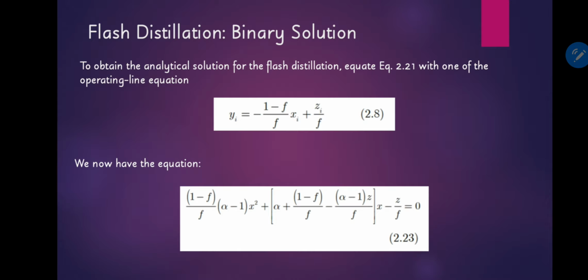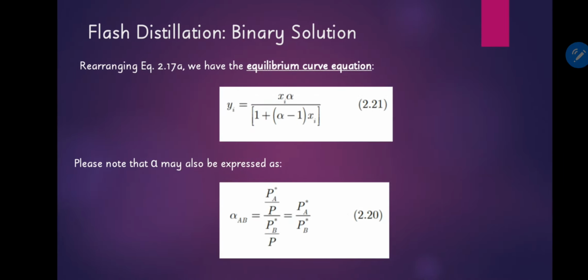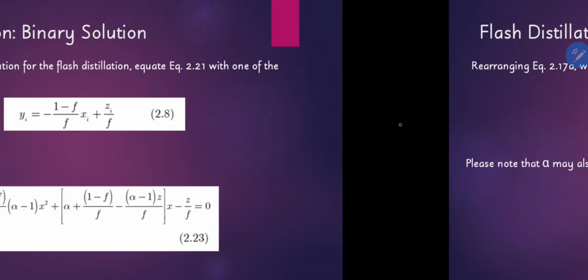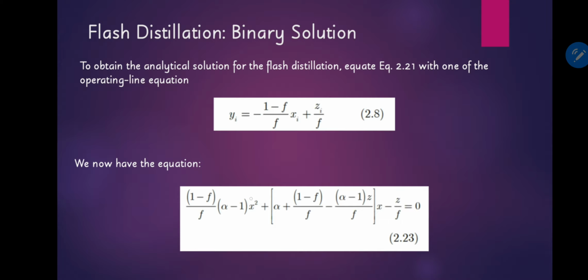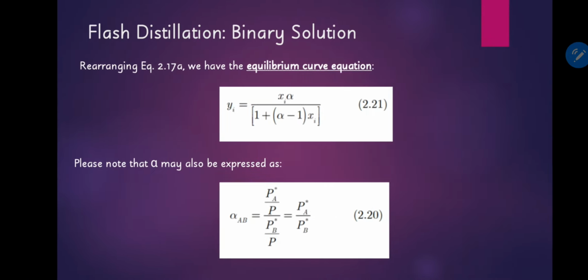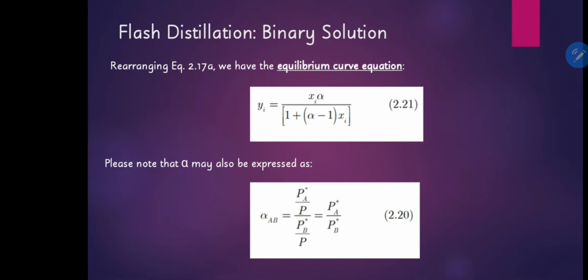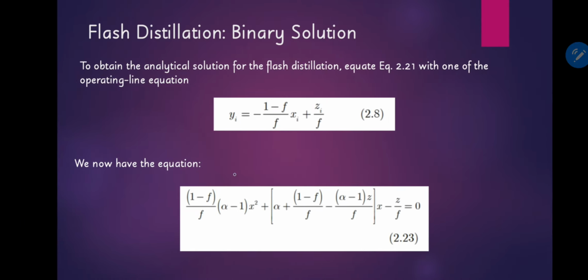Now, if we try to substitute equation 2.21 in this equation, this will give us this equation. That is equation 2.23. There's no point in deriving this equation, you just need to remember this. But if you try to substitute 2.21 here, it will yield the same equation as that of equation 2.23.